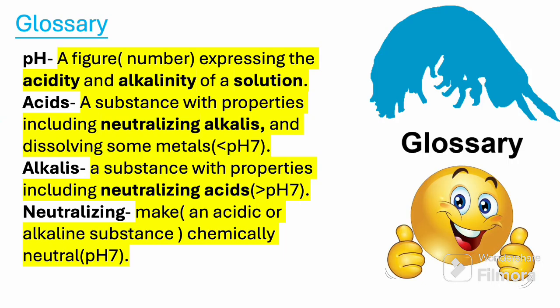Here is the glossary for some difficult words. pH is a figure, a number expressing the acidity and alkalinity of a solution. Acid is a substance with properties including neutralizing alkalis and dissolving some materials. They have a pH of less than 7. Alkalis are substances with properties including neutralizing acids. They have a pH of more than 7. Neutralizing makes an acidic or alkaline substance chemically neutral, which is pH 7. Some examples could be water.